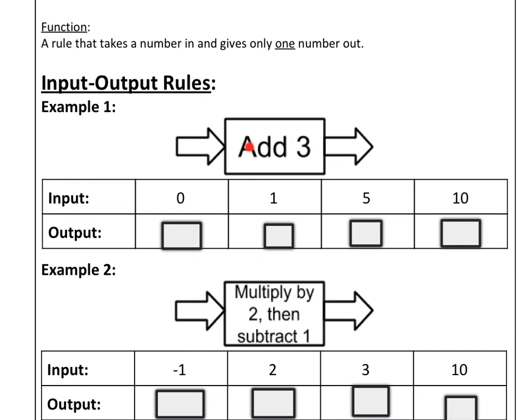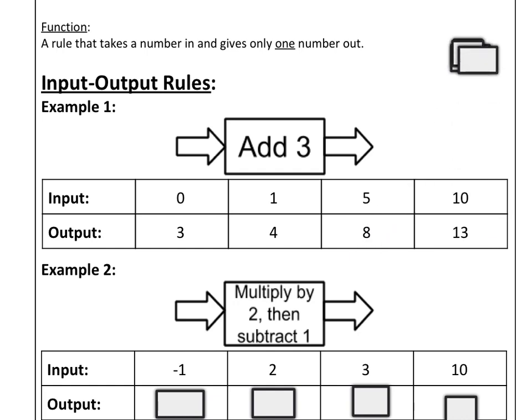First, here we have our input arrow. We're going to put a number in here. This is the rule, add 3, and then it's going to output a separate number. For example, if we put in 0, we add 3 to that, and we will get 3. If we look at our next input, 1, we put 1 in, we add 3, 1 plus 3 is 4, 5 plus 3 is 8, and 10 plus 3 is 13. So we get this input-output table with this rule of adding 3.